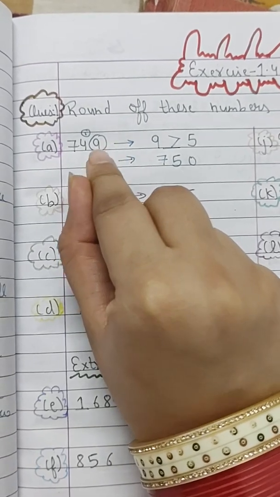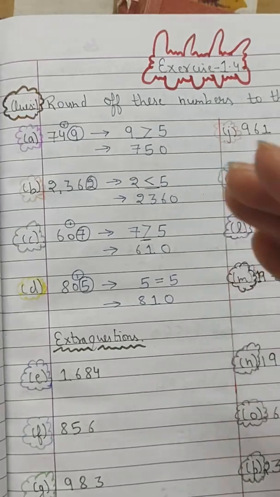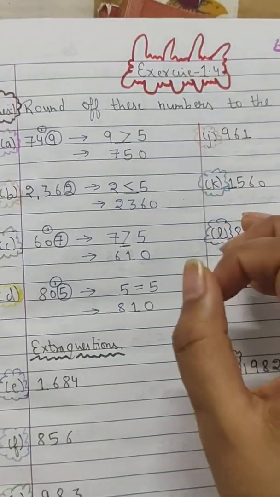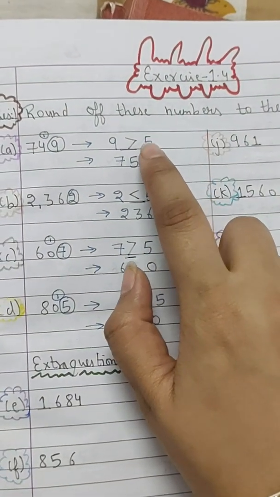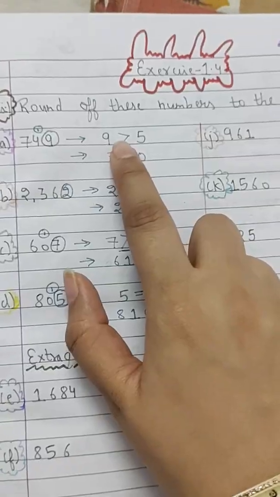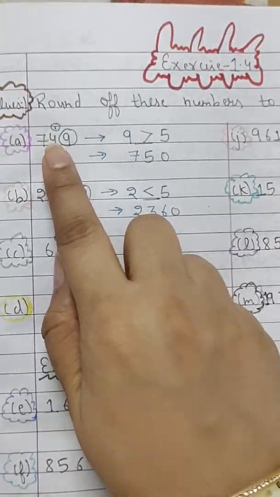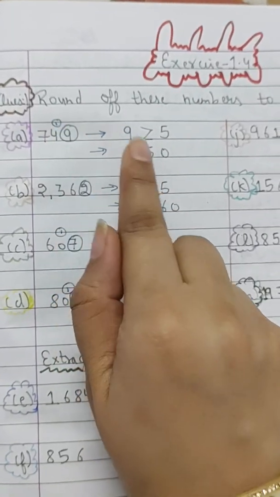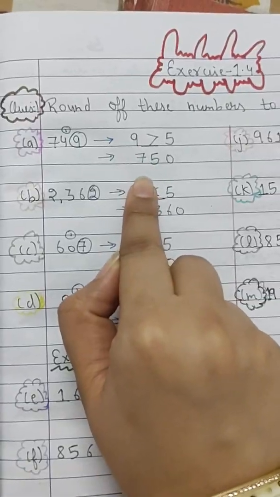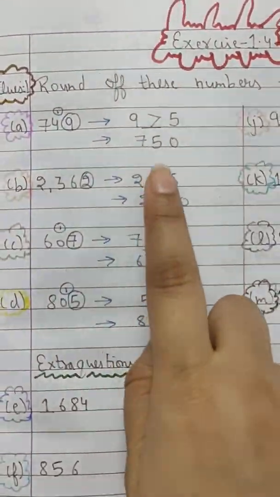It is 9, and we have to compare it with 5. Every time you have to compare with 5, whether it is nearest tens, hundred or thousand. If the number is more than 5 or equal to 5, you have to add 1 at the tens place value. So 4 plus 1 is 5, this 9 will become 0, and this 7 will remain as it is.